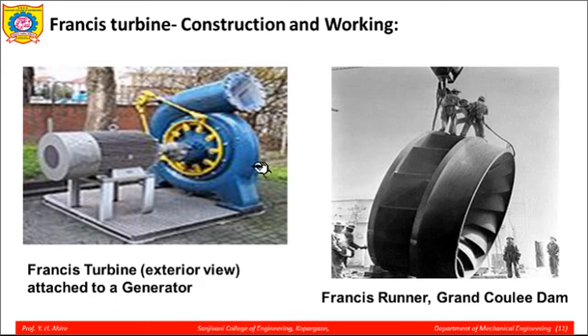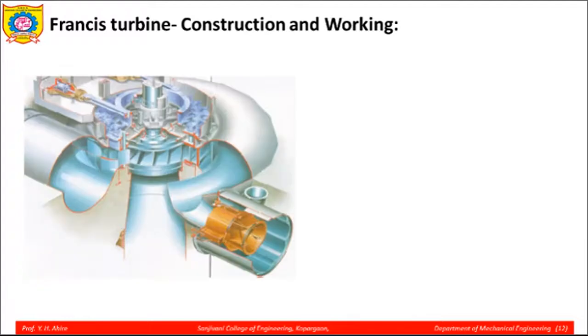This is the Francis turbine exterior view. It is coupled to the generator over here. It is a small capacity, small size turbine. This is the runner of a Francis turbine, right? You can see the sizes. The sizes vary from 1 meter to 10 meters, right? That is the range of diameters. This is the cut section of a Francis turbine installation. Okay, thank you.